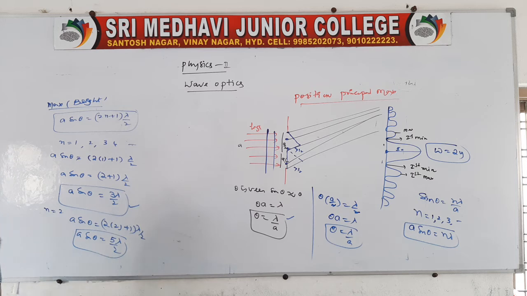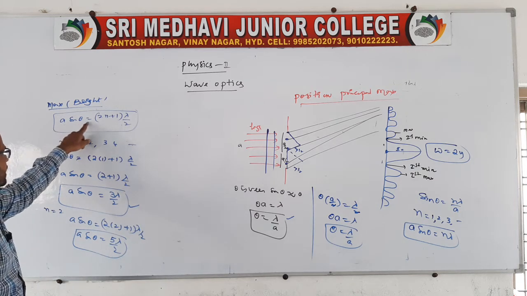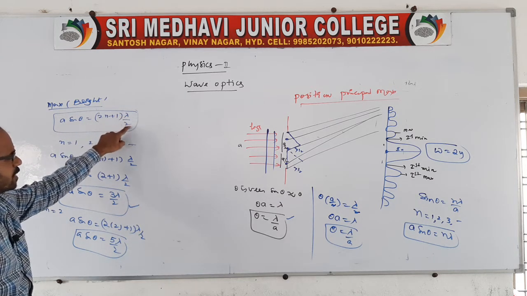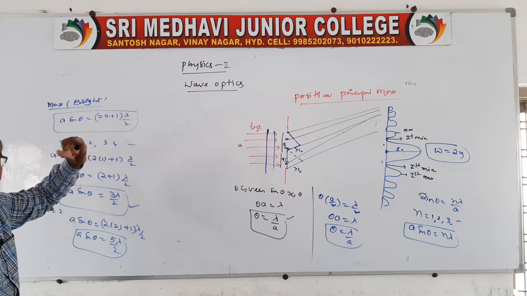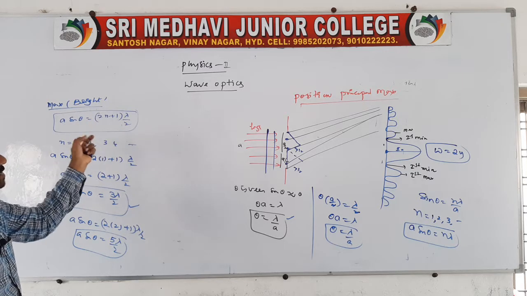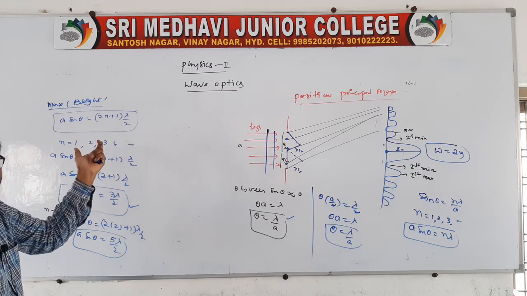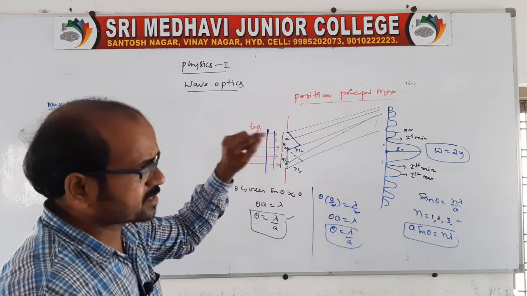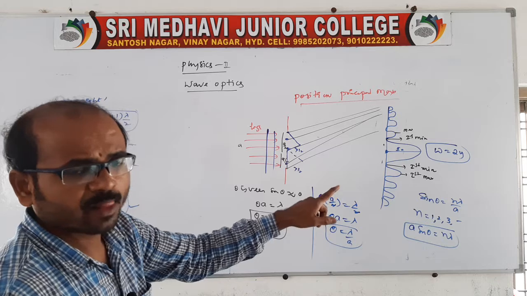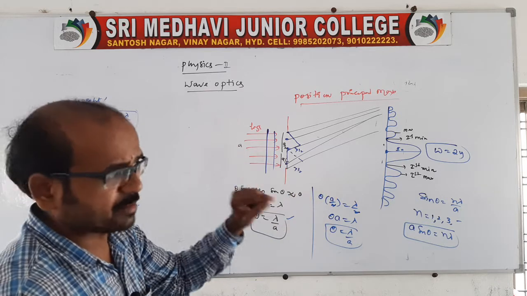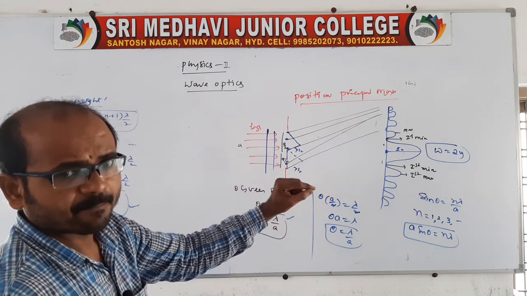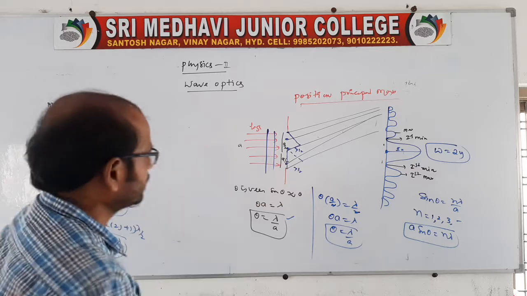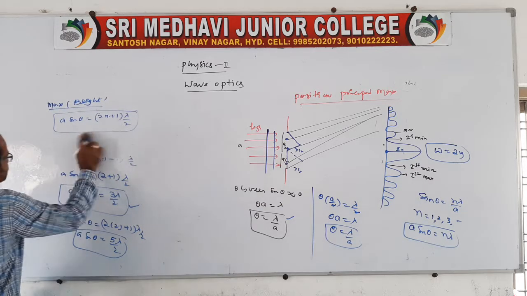Everyone remember, the maxima condition will be A sin theta equal to (2n plus 1) lambda by 2. If you see the interference pattern, both are opposite. In interference, the maxima will be n lambda, and here the diffraction minima will be n lambda. This is the small variation. Everyone look at this, right?